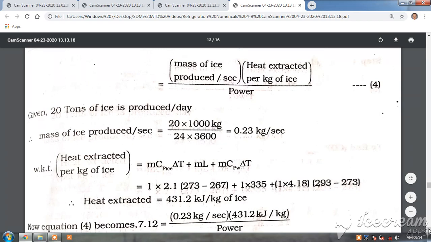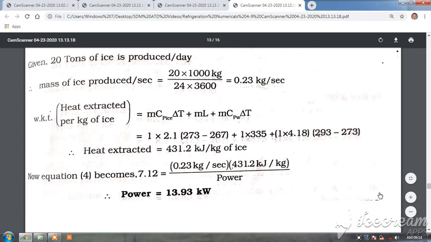And what is the heat extracted from the ice? Now here again there are three heats involved: sensible heat, latent heat, and again sensible heat. So first this is for ice, 1 into 2.1, mCp for ice, into minus 6 degrees, that is 267 Kelvin. 273 minus 267.